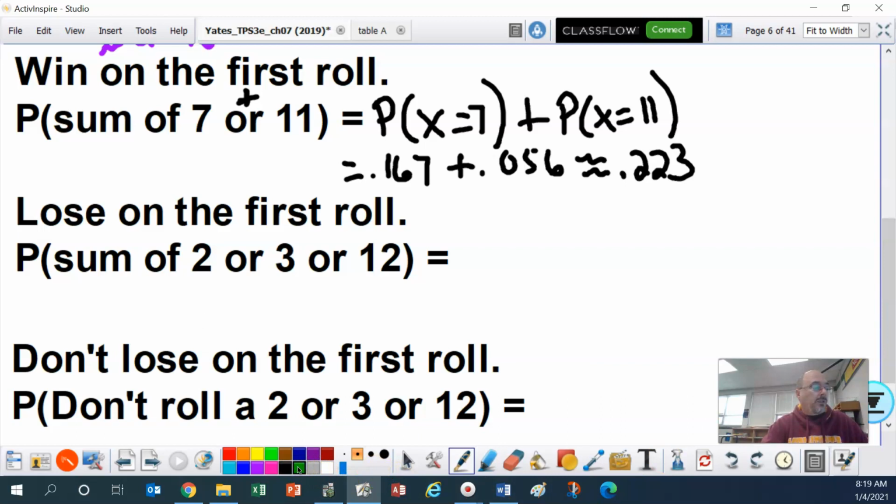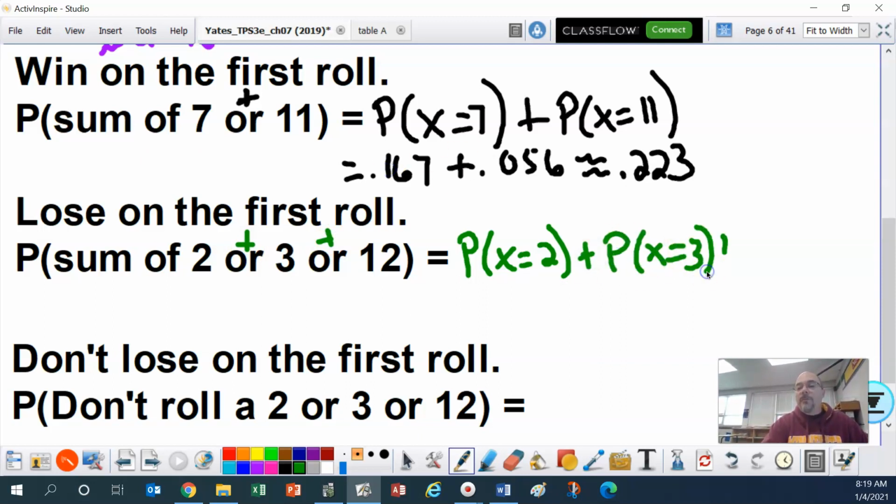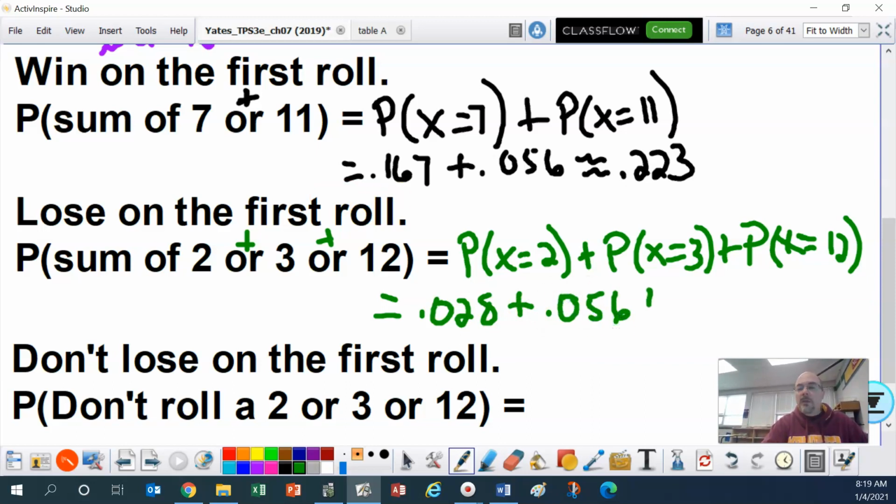So let me rewrite this. That means the probability of rolling a sum of 2, remember OR means again to add, plus the probability of rolling a 3, plus the probability of rolling a 12. Again, I'm just going to use the decimal forms. That would be 0.028 plus the probability of rolling a 3, 0.056, plus 0.028. So automatically losing on the first roll by rolling one of those is 0.112. Now, if you don't know the rules of craps, go read it. The rules for craps are in your book.